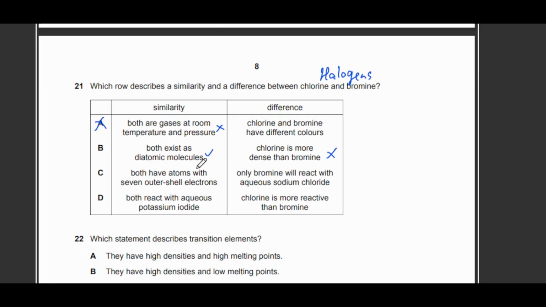Bromine has a higher mass number. Both have atoms with 7 outer shell electrons. This is correct. Only bromine will react with aqueous sodium chloride. This is wrong. Bromine cannot react with sodium chloride because chlorine is more reactive than bromine. Okay.